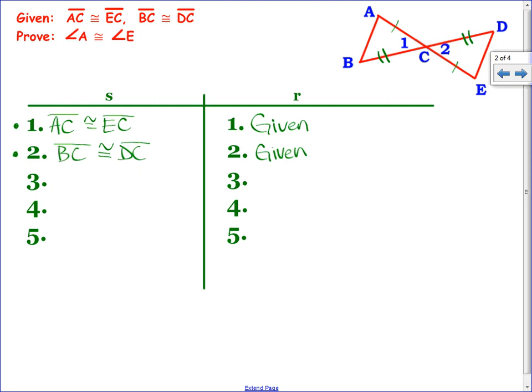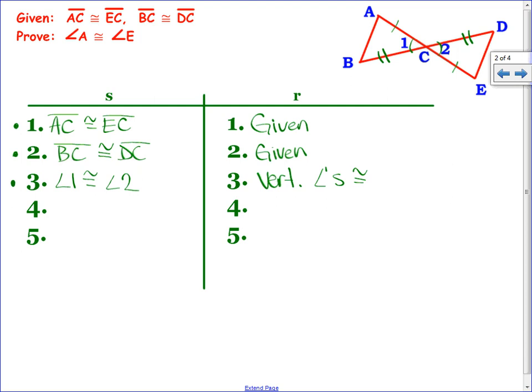Okay, so we do have these two sides congruent. You're always looking for two things. Besides given, what are the other two most common reasons in proofs? Reflexive and vertical angles congruent. Okay, so you're always looking for one of those two because it's almost guaranteed that you're going to use one or the other or both. So looking at this picture, which one are we going to use? Vertical angles, right? Okay, so we can say angle 1 is congruent to angle 2, vertical angles congruent. Okay, let's mark it on our picture.